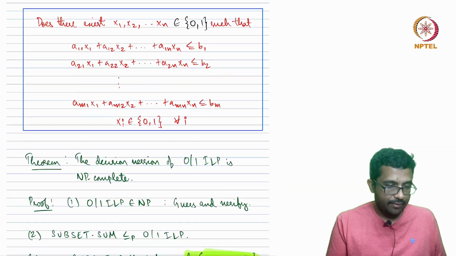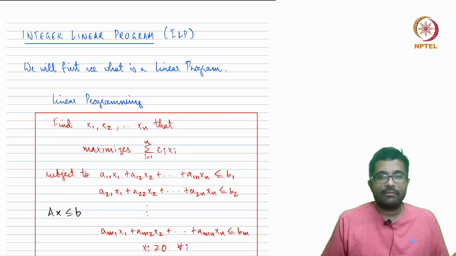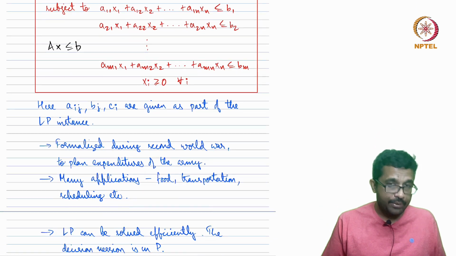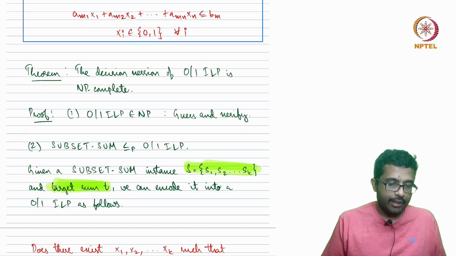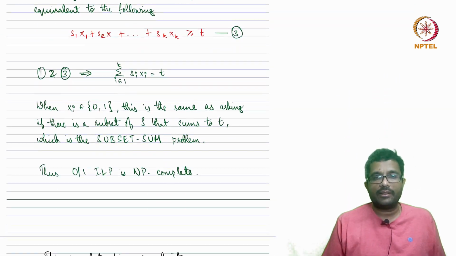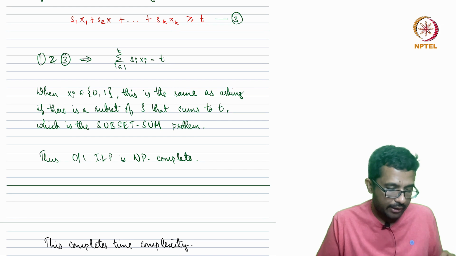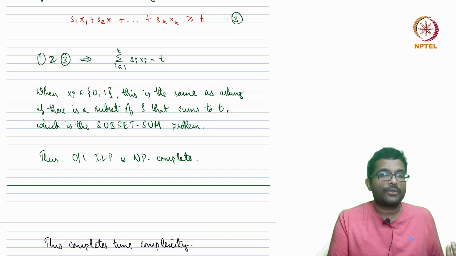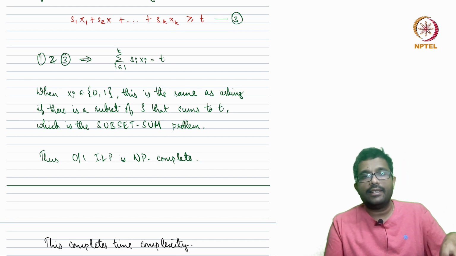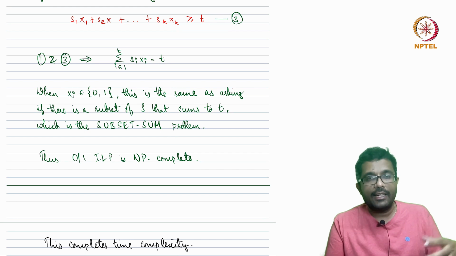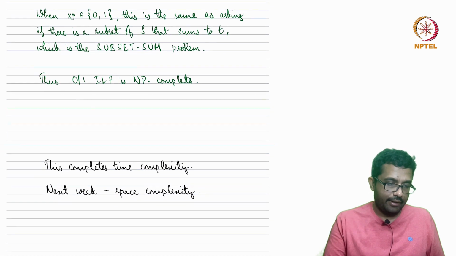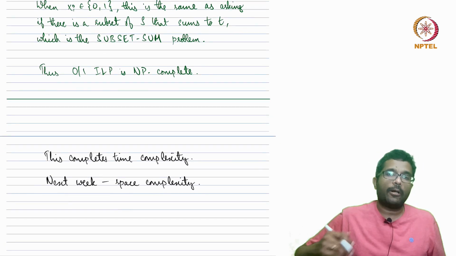subset sum is NP complete, which was: given a set and a target sum T, does there exist a subset of the set that sums to the target sum? Then we saw that the knapsack problem is NP complete, and now we saw that the 0-1 integer linear programming problem is NP complete. The fascinating thing about integer linear programming is that linear programming without the constraint that the numbers are integers is polynomial time solvable. But when you put the condition that the numbers are integers, then it becomes hard. It becomes NP complete.